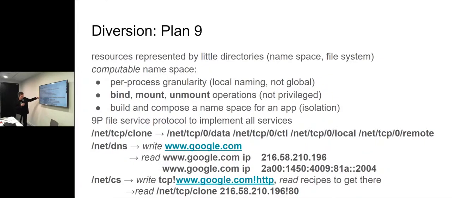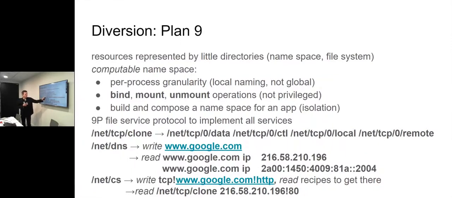And as an example of how resources are represented in Plan 9, the interface to get a TCP/IP connection isn't a socket call. Instead, you open a file called /net/tcp/clone. You read a number from that. That's a directory number. So here it's zero. So you open the TCP clone file, read, you get a value zero. And that gives you access to a directory that represents the connection.